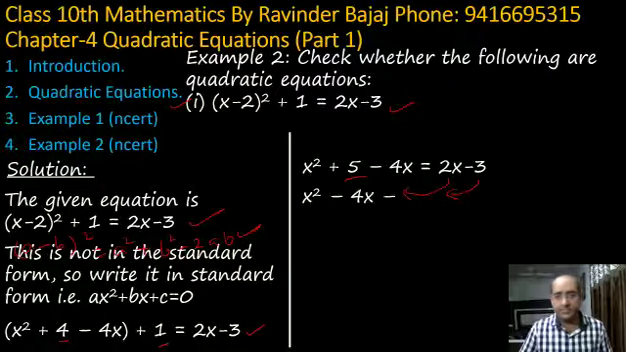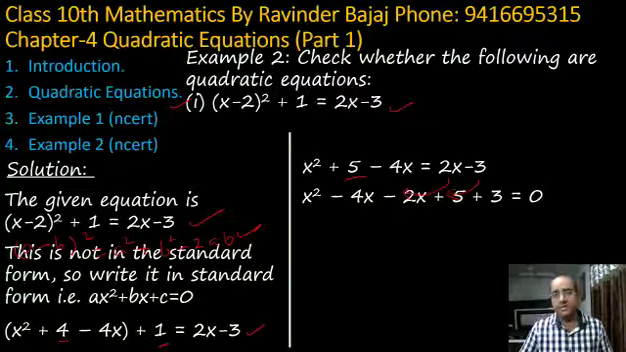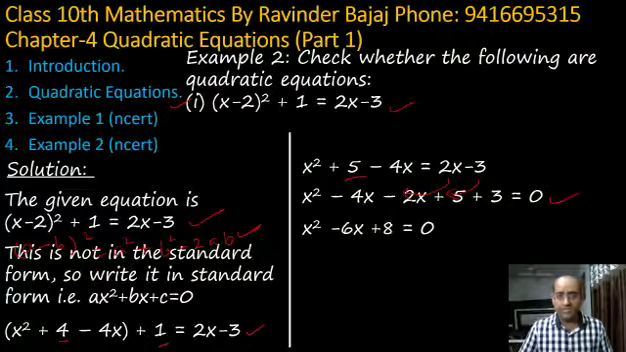I'm writing it for you. x square minus 4x minus 2x plus 5, this 5 I have written here, and 3 is plus 3 here, equal to 0. Now 5 plus 3 will become 8, and minus 4x minus 2x will become minus 6x. I'm writing it for you: x square minus 6x plus 8 is equal to 0.